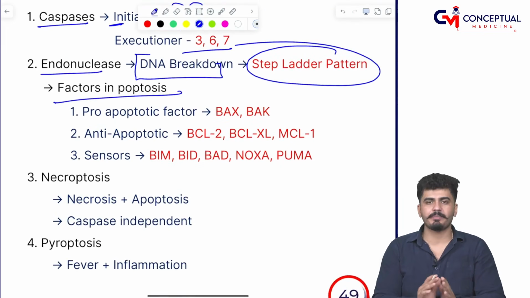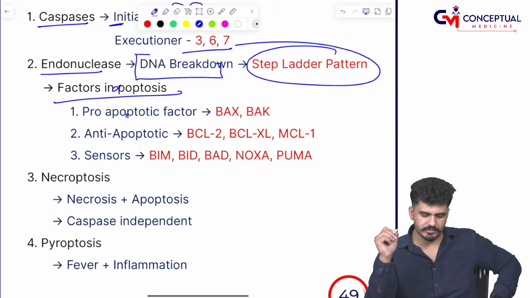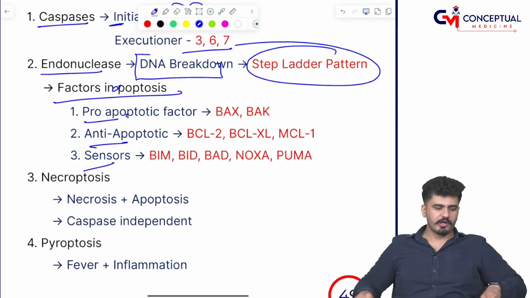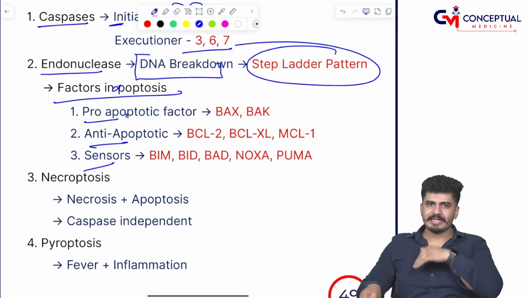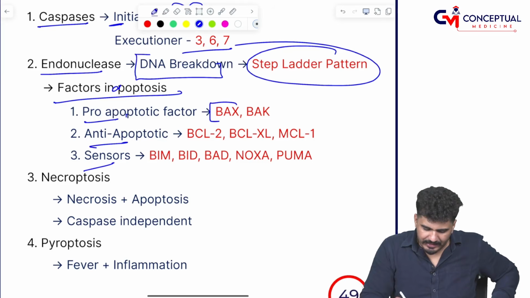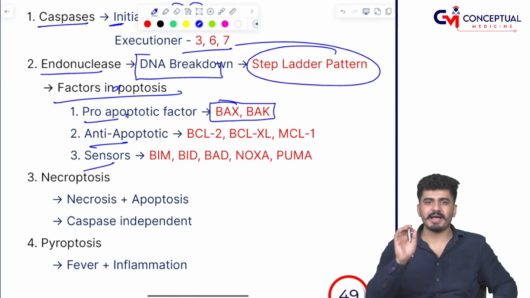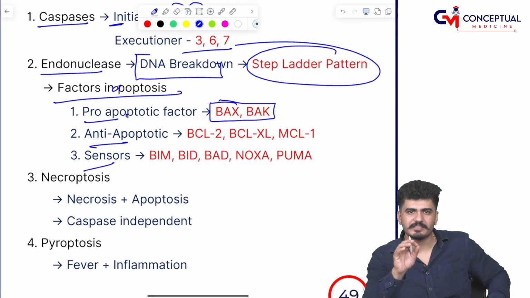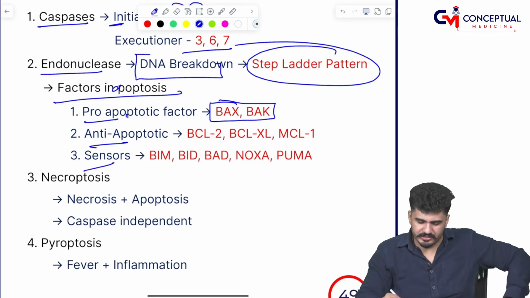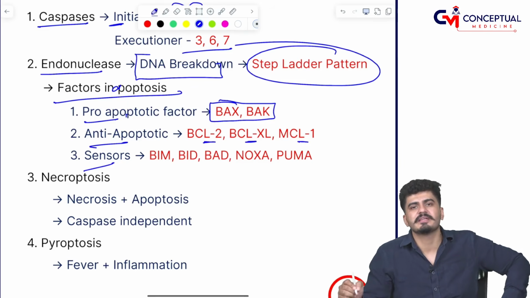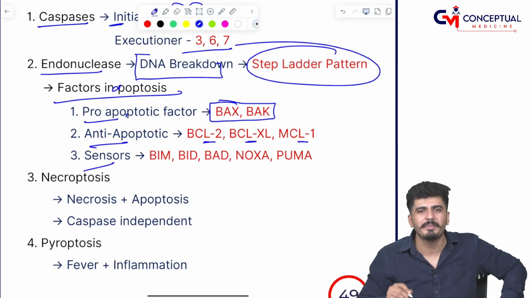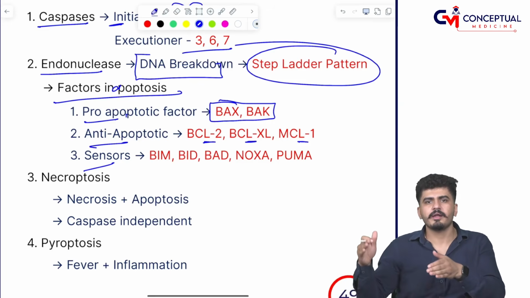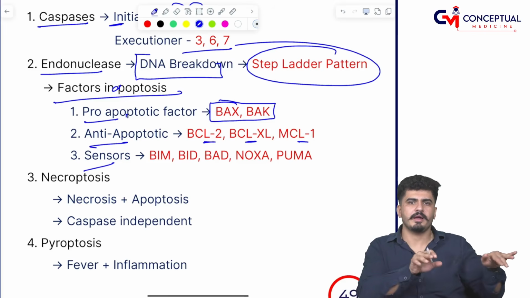Now factors in apoptosis, very important. Pro-apoptotic, anti-apoptotic and apoptotic sensors. Shout out along with me and you are able to learn it right now, sir. BAX and BAK, they are pro-apoptotic. Anti-apoptotic के अंदर सबके अंदर L आ रहा है, ठीक है? So these are BCL2, BCL-XL and MCL1. Now sensors: BIM, BID, BAD, NOXA, PUMA. एक slang बना हुआ है. BIM, BID, BAD, NOXA, PUMA.